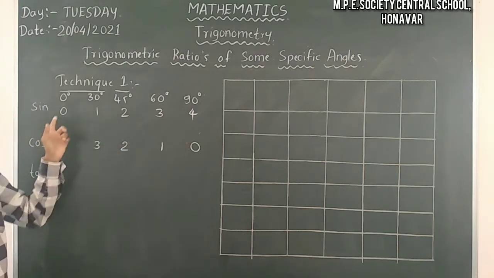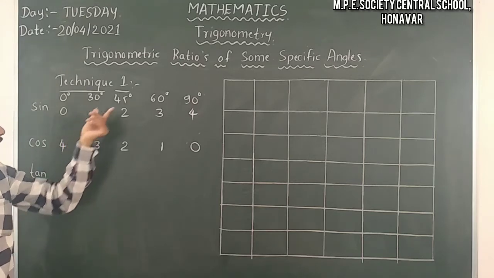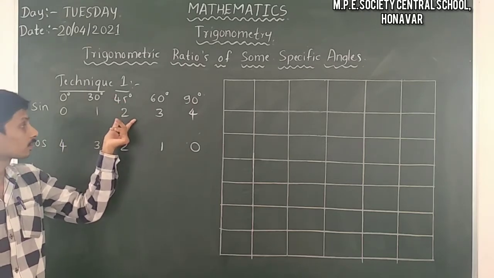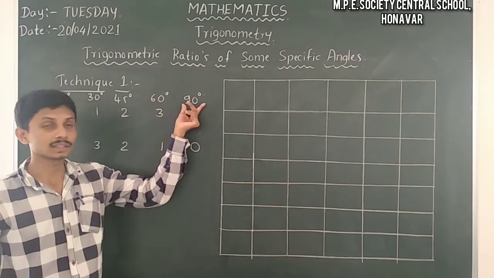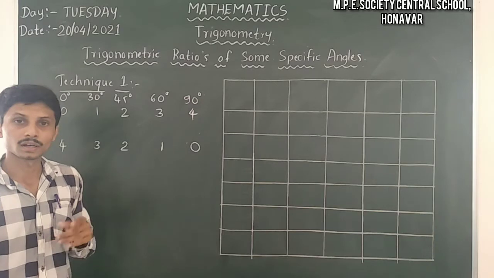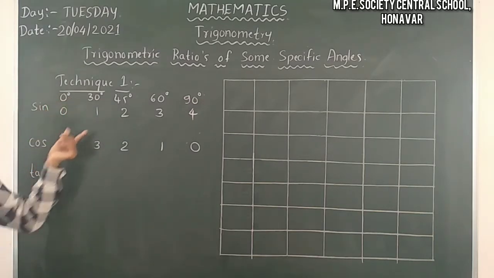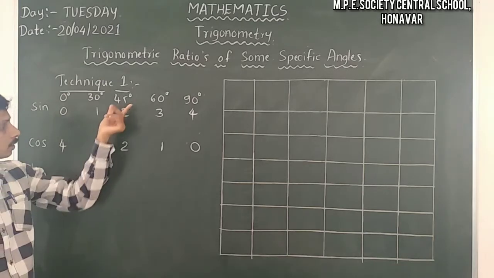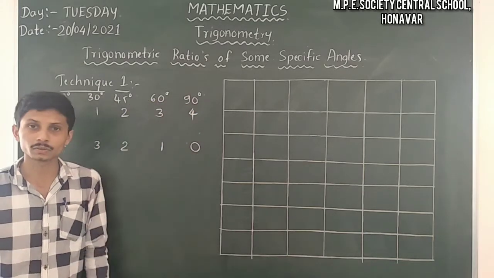Firstly in the sine function we have to write 0, 1, 2, 3, 4. That is, for sine 0 degree we write 0, for sine 30 degree we write 1, for sine 45 degree we write 2, for sine 60 degree we write 3, and for sine 90 degree we write 4. Again for the cos function, 0 degree is 4, 30 degree is 3, 45 degree is 2, 60 degree is 1 and 90 degree is 0.